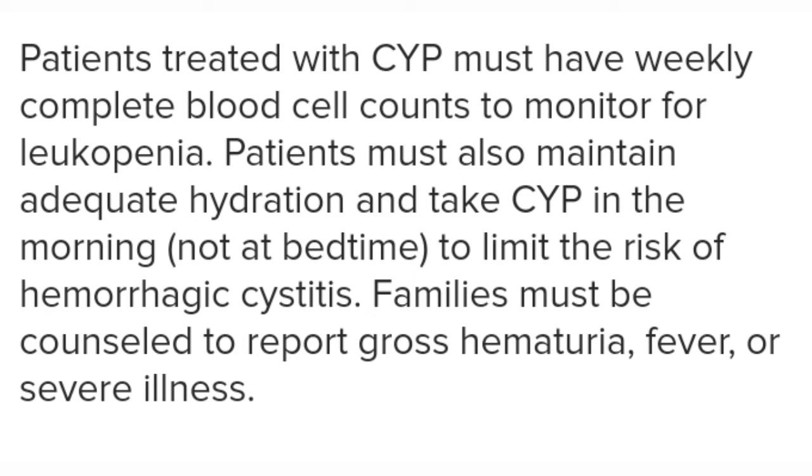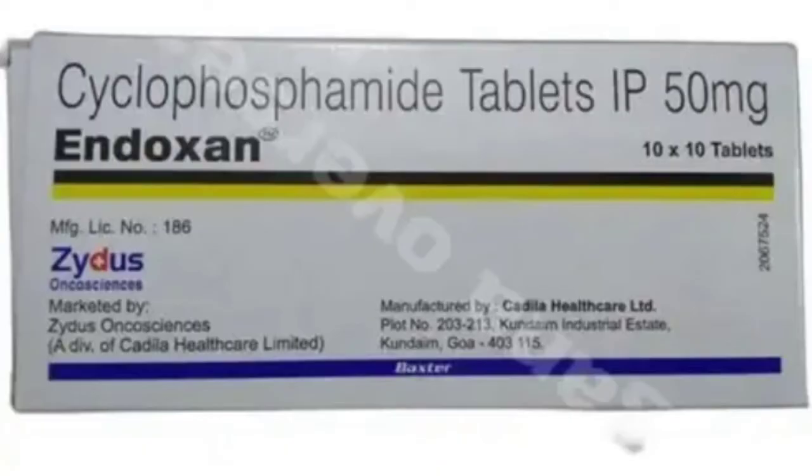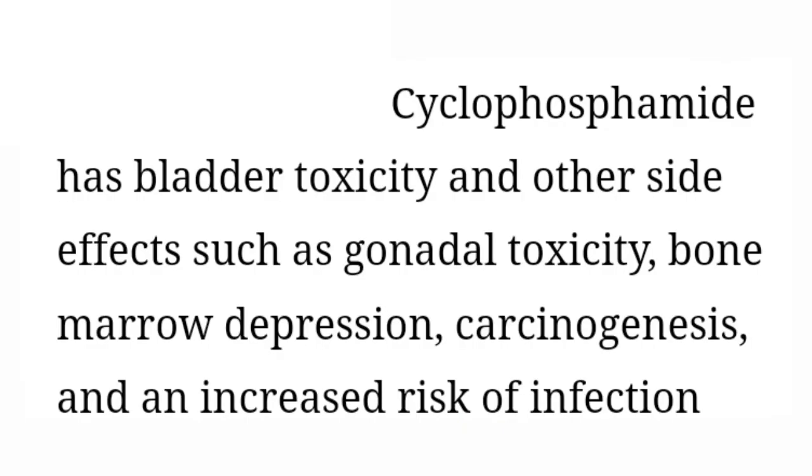Families may also be concerned about the reporting of gross hematuria, fever, or severe illness. It comes in the form of Endoxan tablet, 50 mg. Cyclophosphamide has bladder toxicity and other side effects such as gonadal toxicity, bone marrow depression, carcinogenesis, and increased risk of infection. So these side effects should be kept in mind while treating with cyclophosphamide.